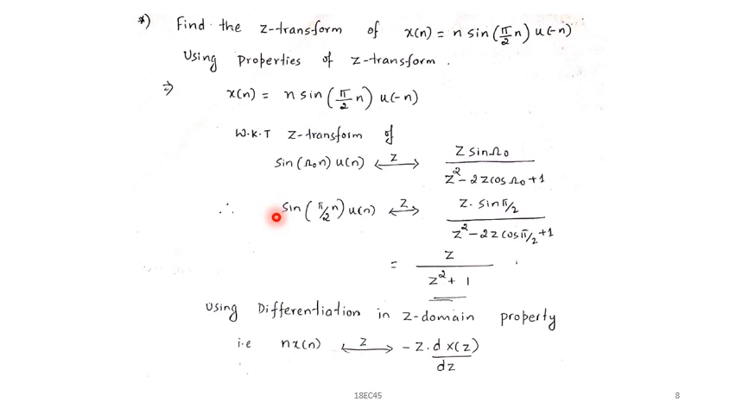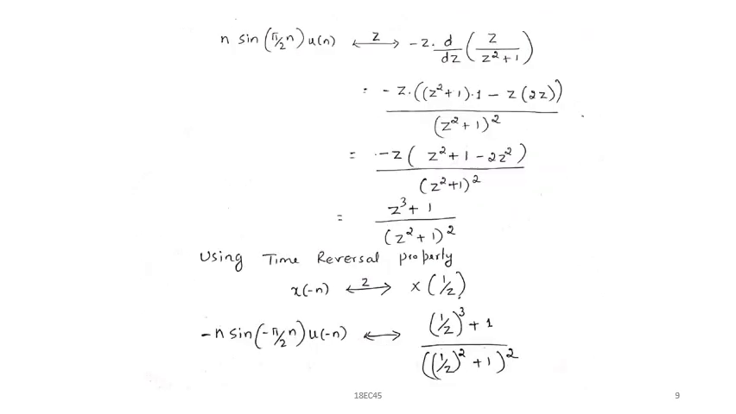Now I'll multiply by n. So the next part is I'll use the differentiation property, that is n sin(pi/2 n) u[n]. I know that the differentiation property is given by n times x[n], its z transform is minus z d by dz of X(z). So multiplication by a ramp in the time domain is equivalent to differentiation in the z domain. Let n sin(pi/2 n) u[n], and its z transform is minus z d by dz. And I have computed the z transform of sin(pi/2 n) u[n]. I will substitute here z by z square plus 1.